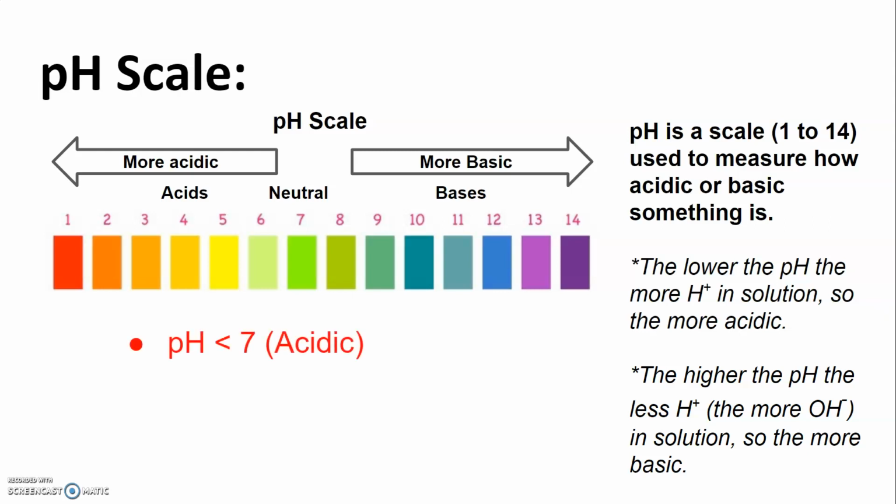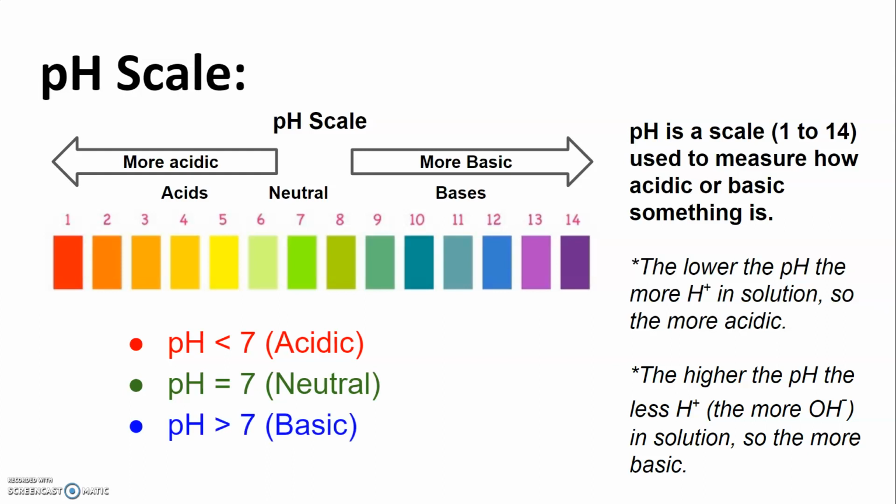In terms of where the cutoff markers are, if your pH is less than 7, you're acidic. If your pH is at 7, you're neutral. And if your pH is greater than 7, you're basic.